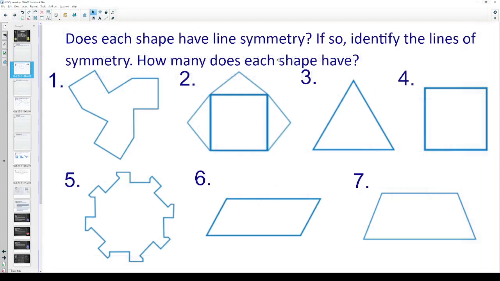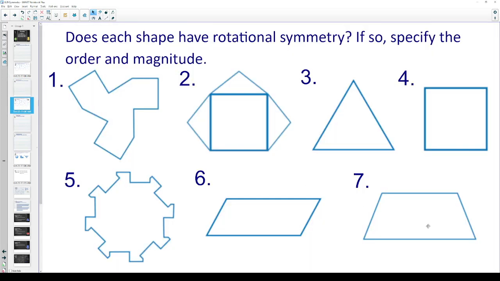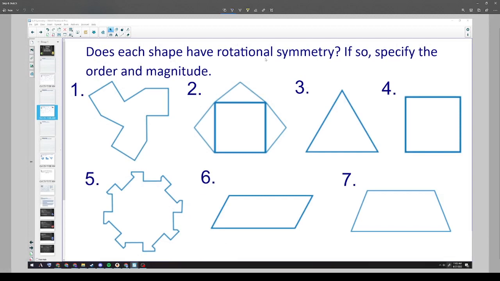Our next kind of symmetry we're going to talk about is rotational symmetry. In rotational symmetry, we end up with some center point that things can rotate around. So let's look at some examples. We'll look at the same exact shapes and try to find whether there's a center of rotation and some amount of rotational symmetry. So before you pause and try this on your own, we have 2 keywords here we need to define: order and magnitude.